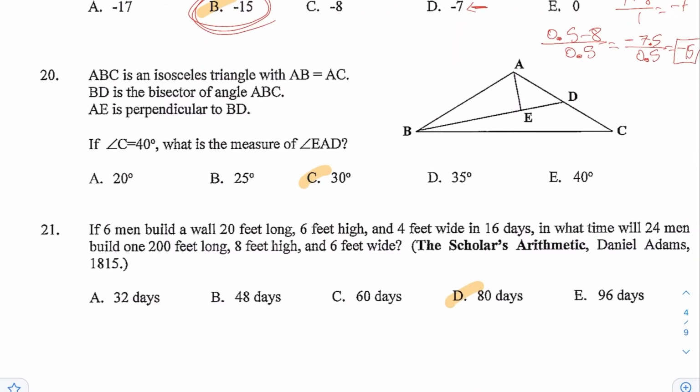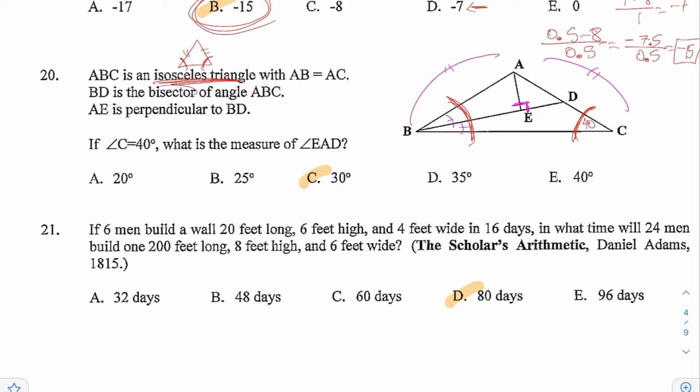Next for number 20, triangle ABC is an isosceles triangle with AB equals to AC. And BD is a bisector of angle ABC. And now AE is perpendicular to BD. So just say right angle there. Now if angle C is equal to 40 degrees, what's the measure of angle EAD? Well, since you have an isosceles triangle, that means that 2 sides are equal, and the opposite angles are equal as well.